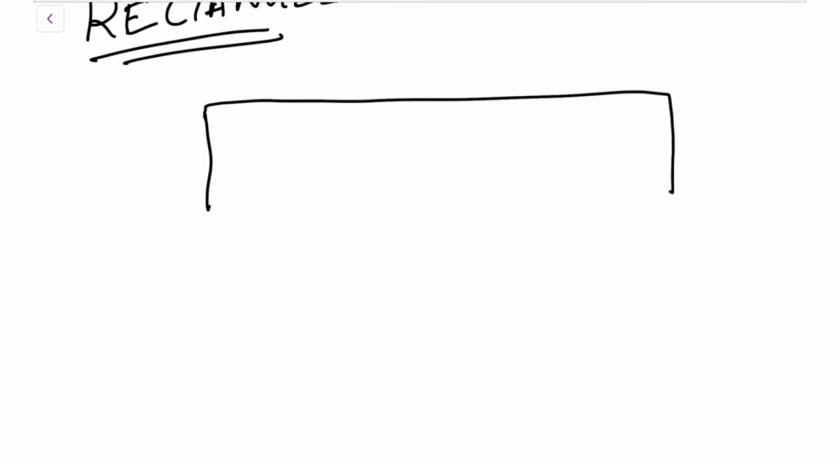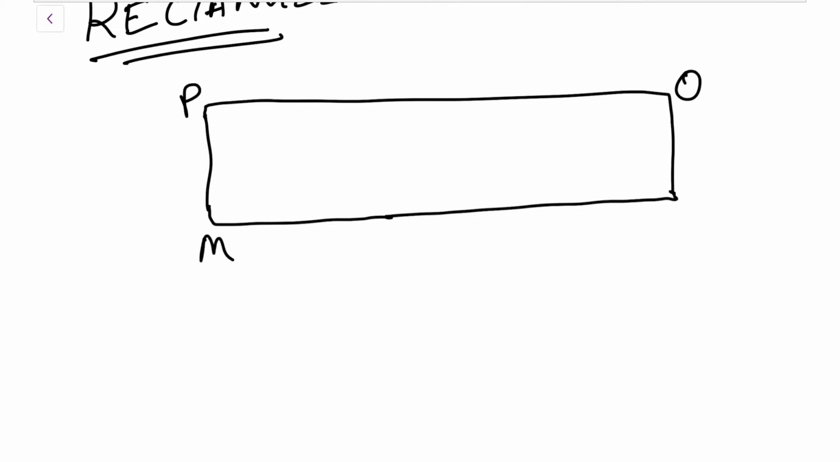Okay, a rectangle has this shape. It's a closed polygon with this shape. As you can see, I am not drawing with a ruler, so it is not exactly a rectangle, but approximately it looks like this. All right, so this is P, O, and M, N.